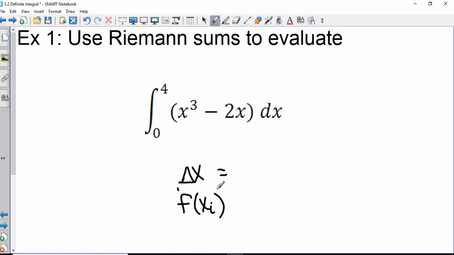Change in x was always your ending minus your beginning divided by n. Where is my ending point? The top, so that would be 4 minus, we began at 0, divided by n. So we get 4 over n for the change in x. How did we get the x sub i?